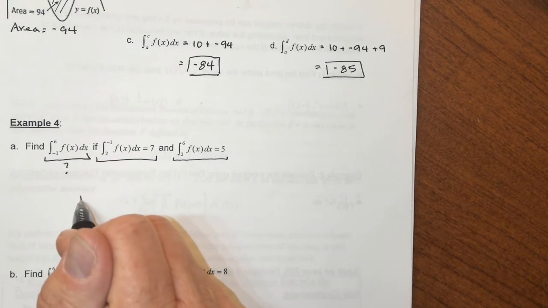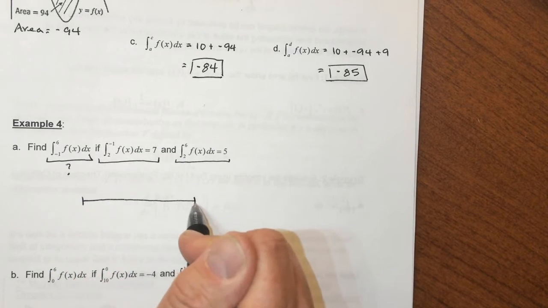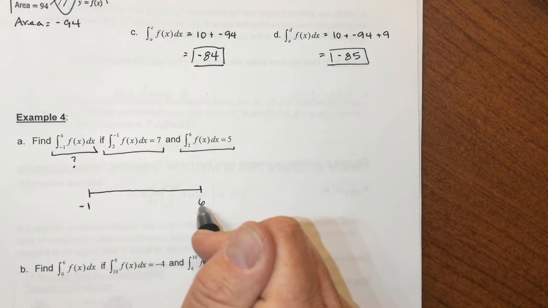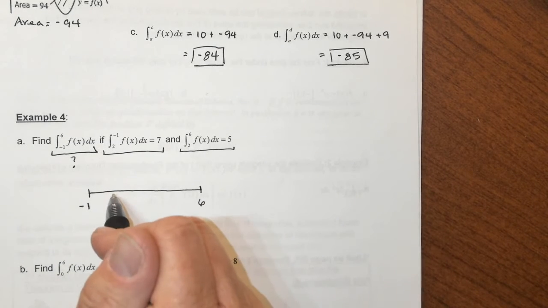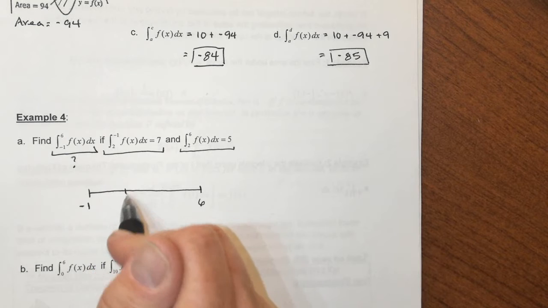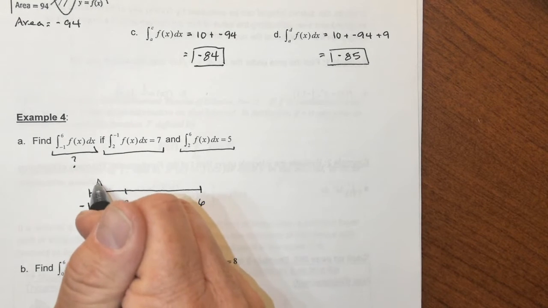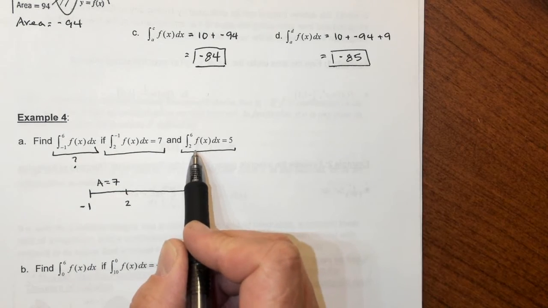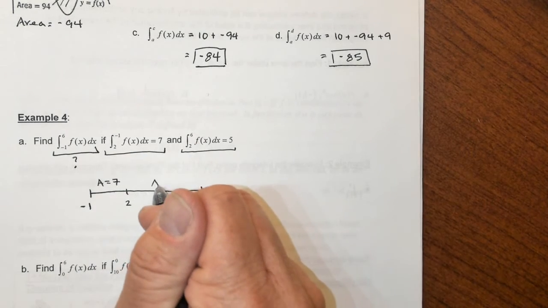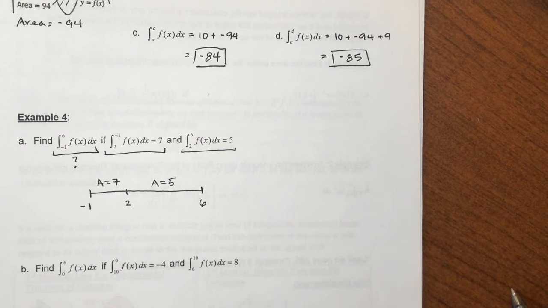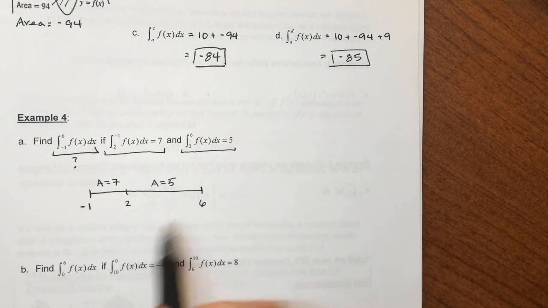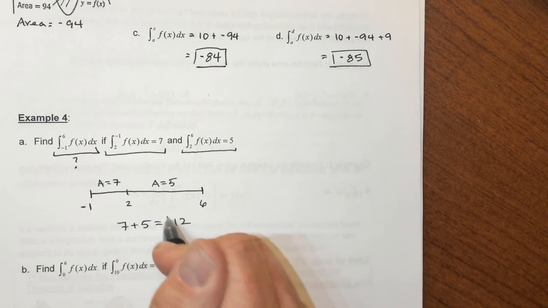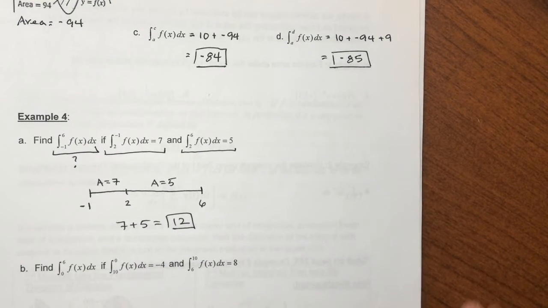I think this is probably best represented on a number line. I'm trying to find the area from -1 to 6, and I'm given an area from -1 to 2. I'm told that that area is 7. I'm also given an area from 2 to 6, and I'm told that area is 5. Well, what would the total area be then? It would be 7 plus 5 for a total area of 12.